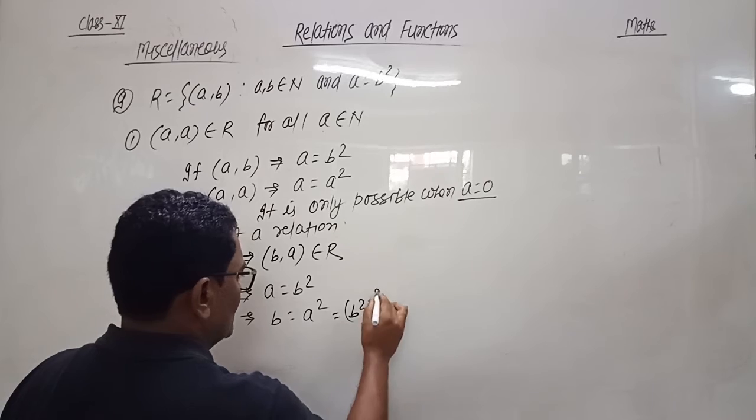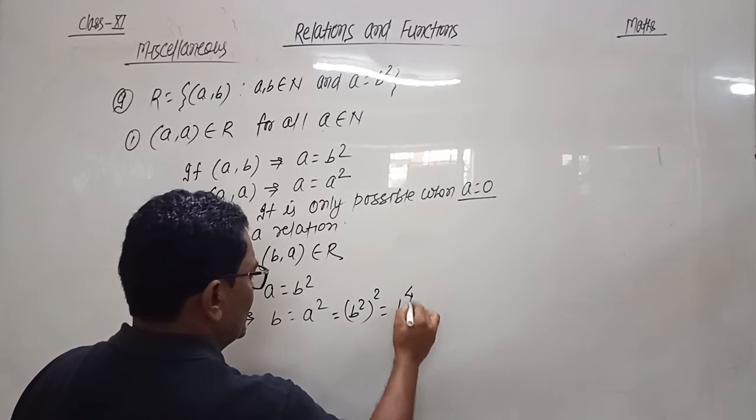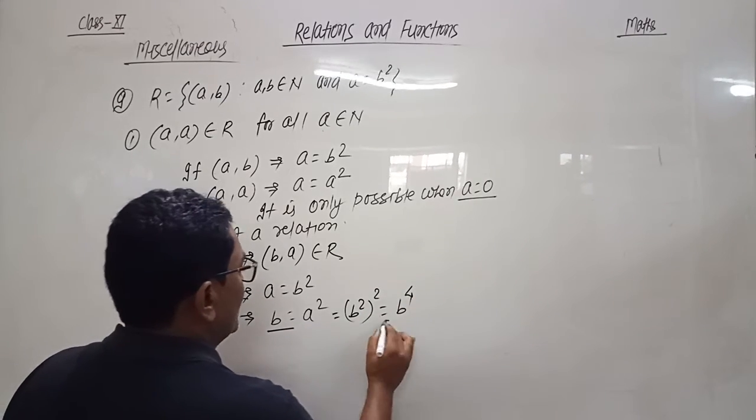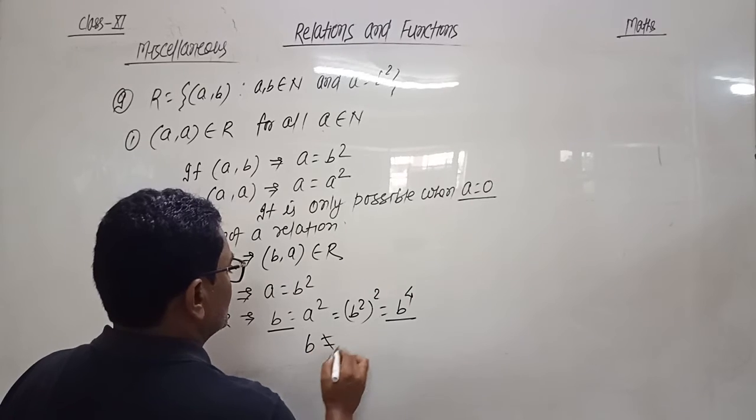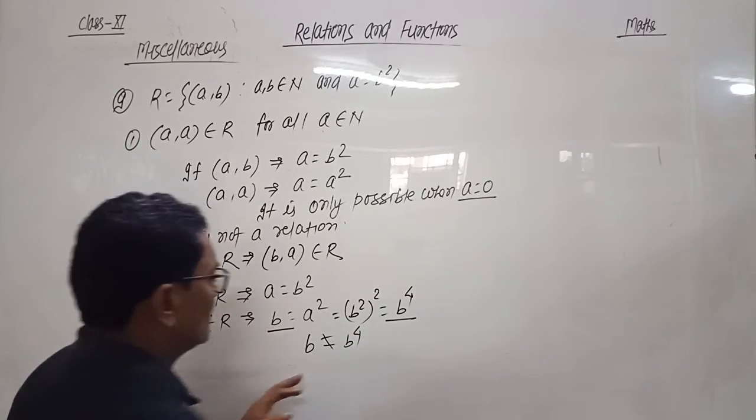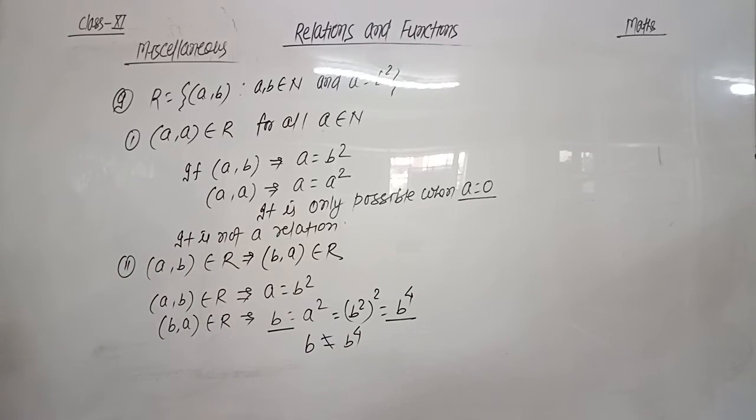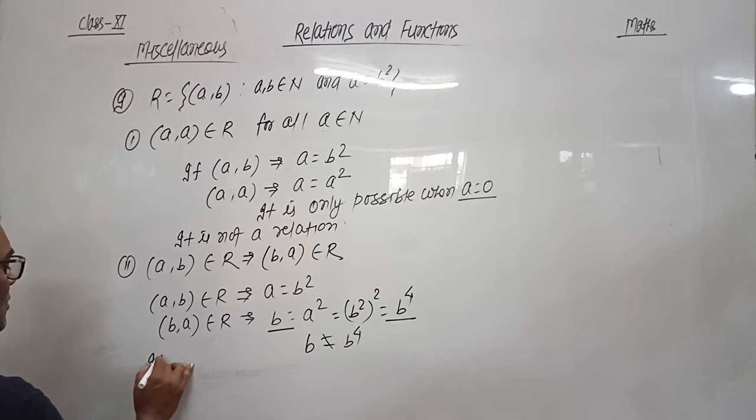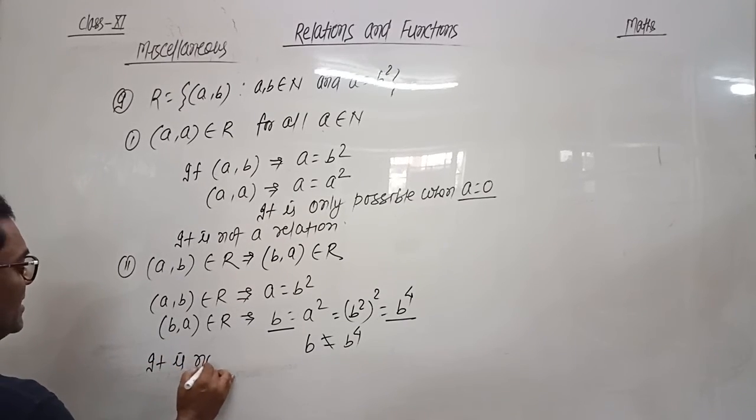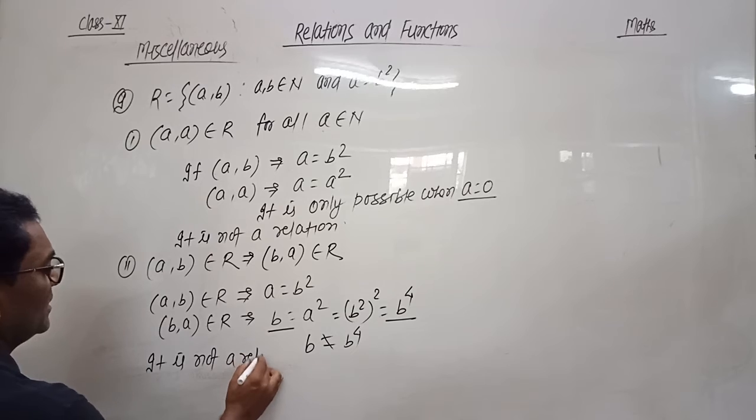So B square the whole square gives B raised to the power 4. So B can never be equal to B raised to the power 4. So it is also not a relation.